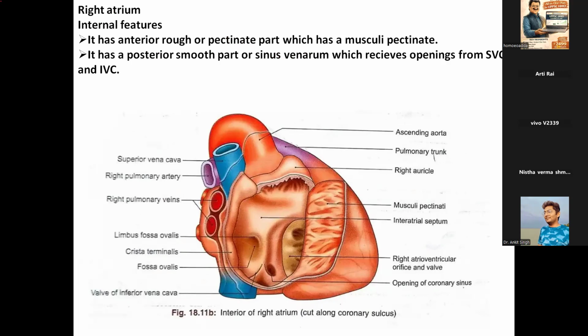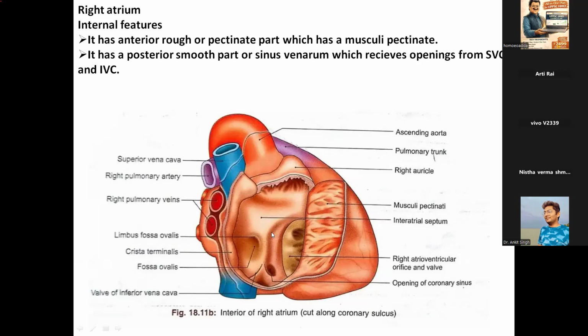Okay. Now, you try to understand this. You can see the anterior. Now, what we have done, we have cut open this right atrium, right? So you can see the anterior portion that is rough, while the posterior portion is smooth. The anterior portion that is rough, we can call it the pectinate part, which has the musculi pectinati, as you can see over here. So these are the musculi pectinati. This is the rough anterior part, and this is the smooth posterior part.